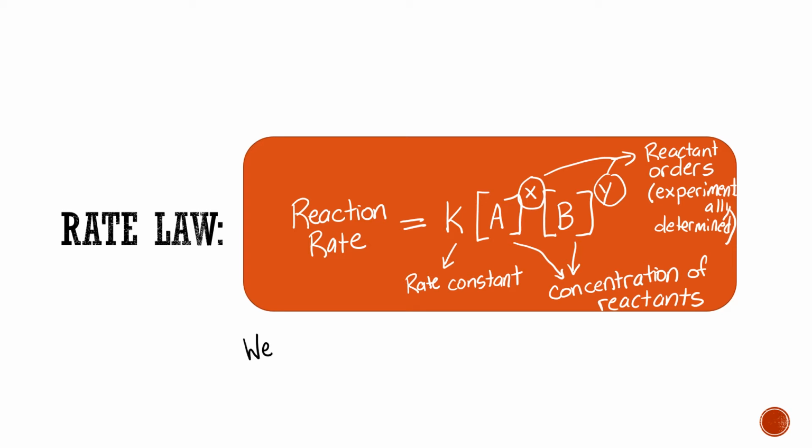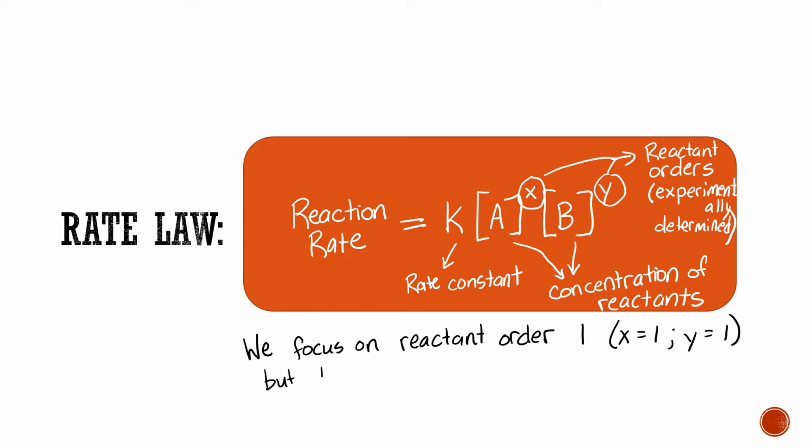So I'm just going to summarize that. We focus on reactant order 1. So X is equal to 1 and Y is equal to 1. But higher orders are possible. If we do have a higher order, we know that concentration will affect these more.